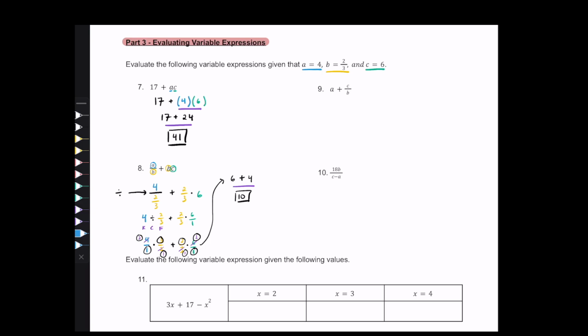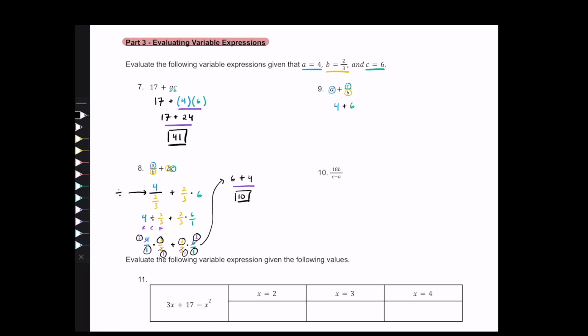For number 9, we have A, so A is going to go first here, and then plus C. C is going to be the green one I'll use, and it's divided by B. B is going to be this yellow one here. So A is 4, so I'll go ahead and substitute that, say 4 plus, and what's A? A is going to be, oh, not A, sorry, it's C. So C is going to be 6.